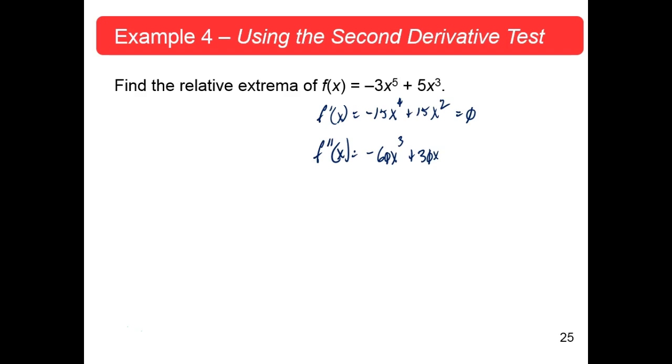So what would you do first for that one? Factor. And what would that give you? I would factor out the minus 15x squared, times x squared minus 1. And set that equal to 0. What would be your critical values?